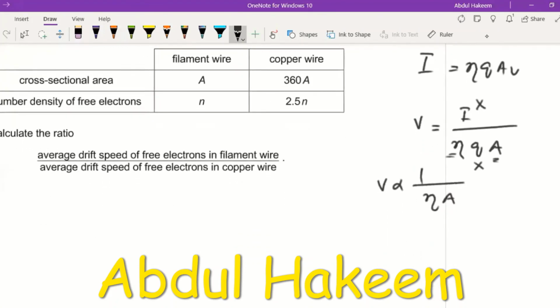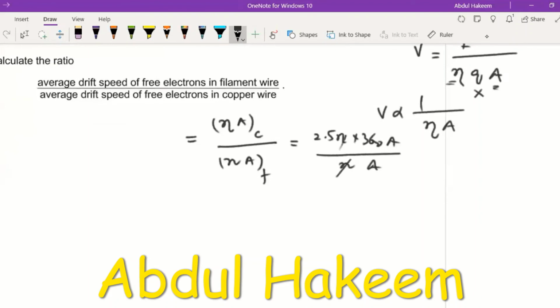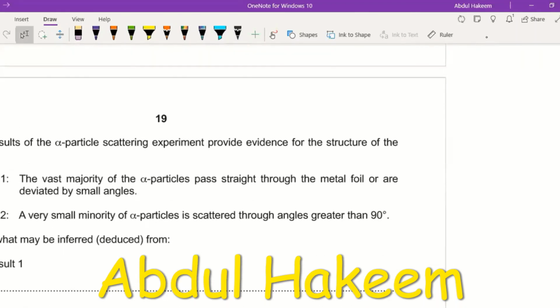So we can write the drift velocity of the filament is equal to the number density and area of the copper divided by number density into area of the filament, because inversely proportional. After using the table, this is 2.5 n into 360 A divided by n into A. After calculation, n cancelled, A cancelled, so it is approximately 900:1. Now move to the next question.